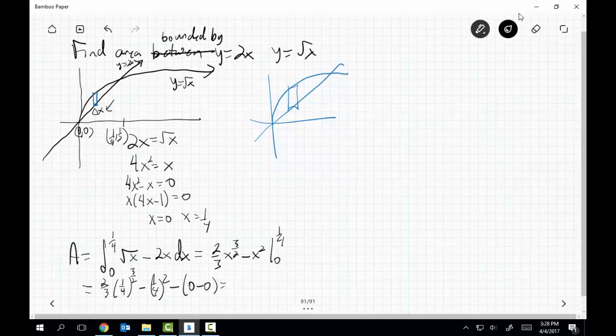So let's do this guy together really quickly. This is going to be 2/3. Now, how do I do 1/4 to the 3/2? Students so often freak out about this, but you've got to remember that x to the a over b is equal to the bth root of x to the a, or the bth root of x, the whole thing to the a. So I'm going to use this version because I can take the square root of 1/4, which is 1/2, and then cube it, right? So this is going to turn into 2/3 times 1/2 cubed minus 1/16.